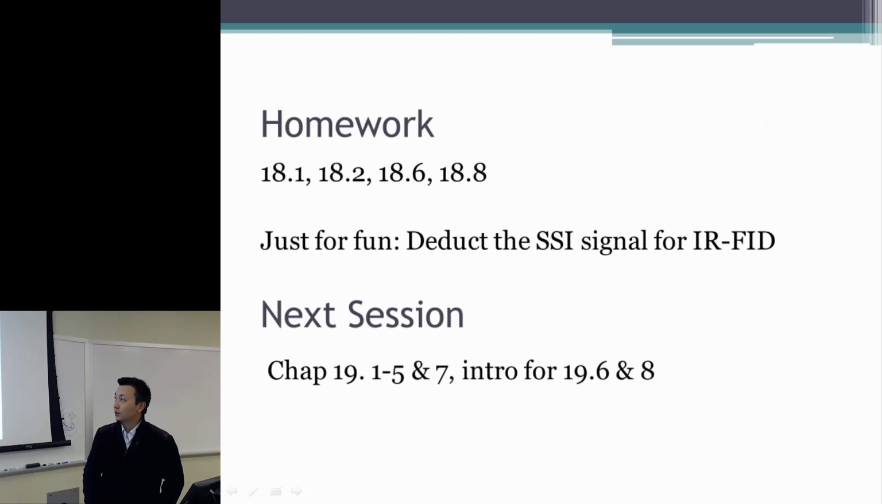All right, so here will be the homework, and just for fun, you can try to derive the SSI signal for the inversion recovery FID.